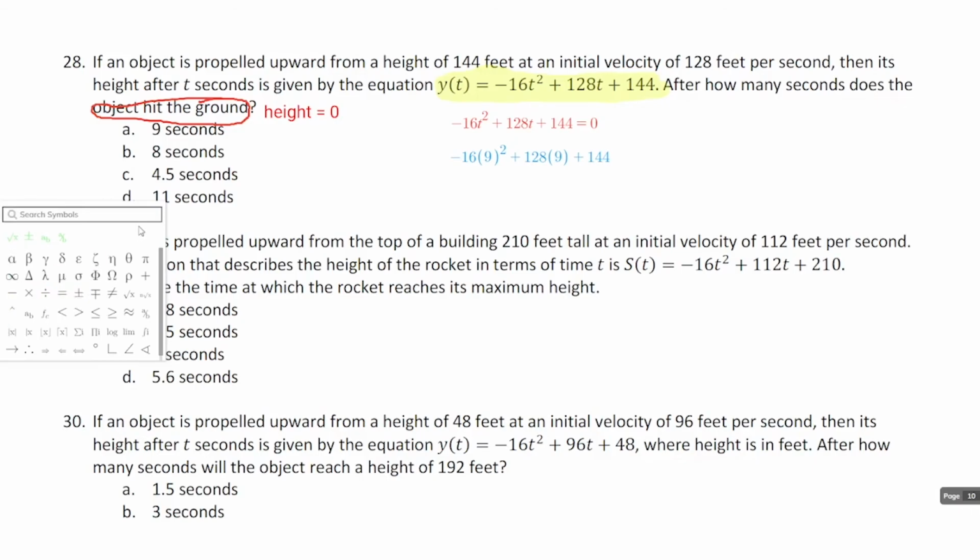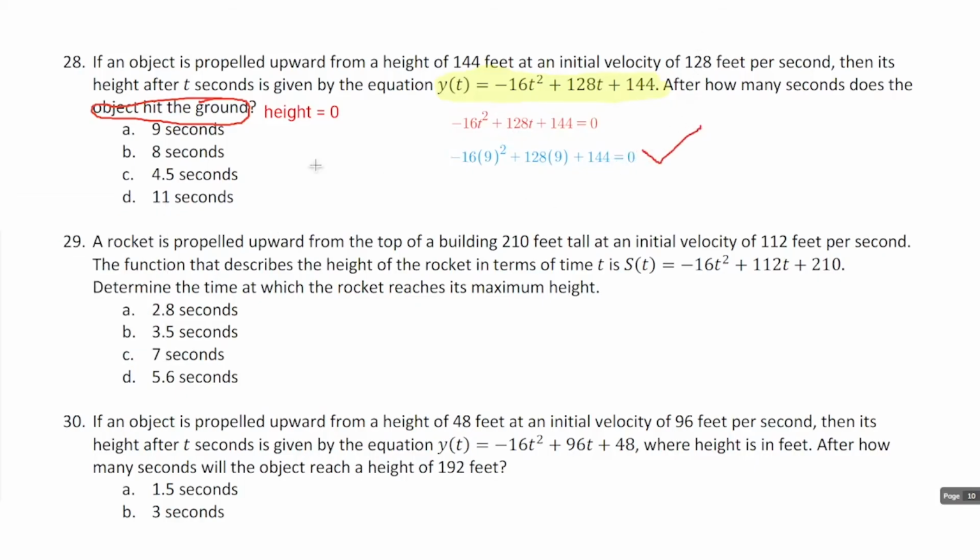So I'm going to go to my calculator, start typing this in. Negative 16 times 9 squared plus 128 times 9 plus 144. And I get, oh wow, I get 0. So yeah, there you go. Our answer is A. Always love it when it's that first answer choice.